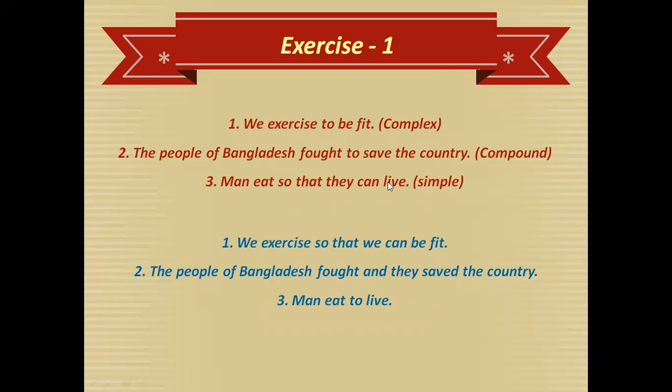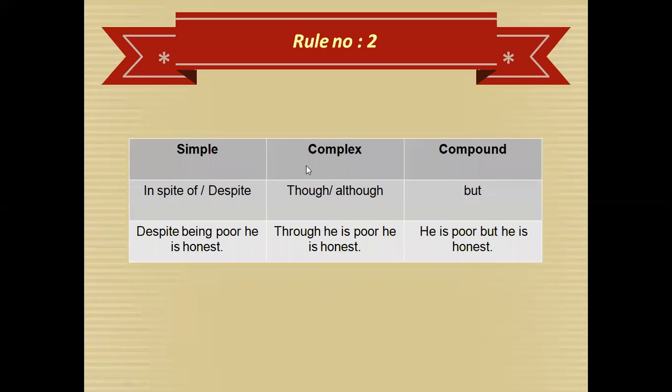So you have to change it into simple. How will you change? Man eat to live. So this is the exercise. Next, what is rule 2? In simple, in spite of, despite. In complex, though, although. In compound, but or yet you can use.